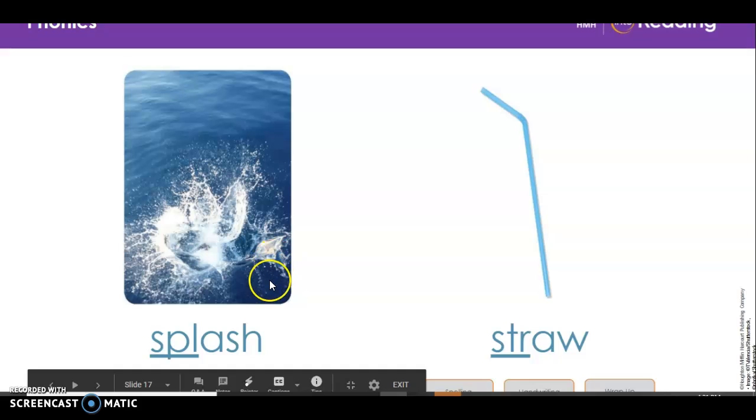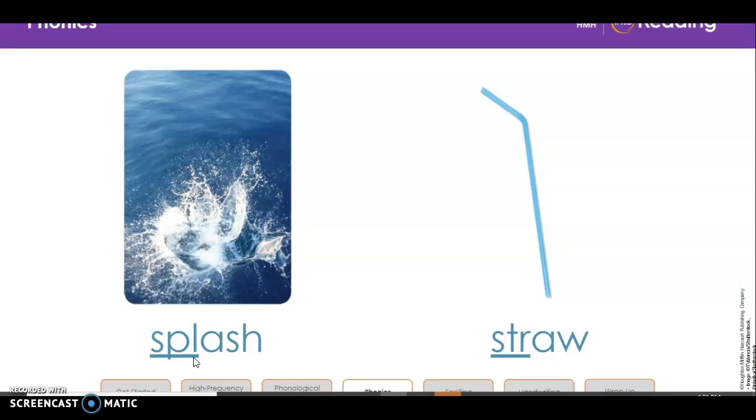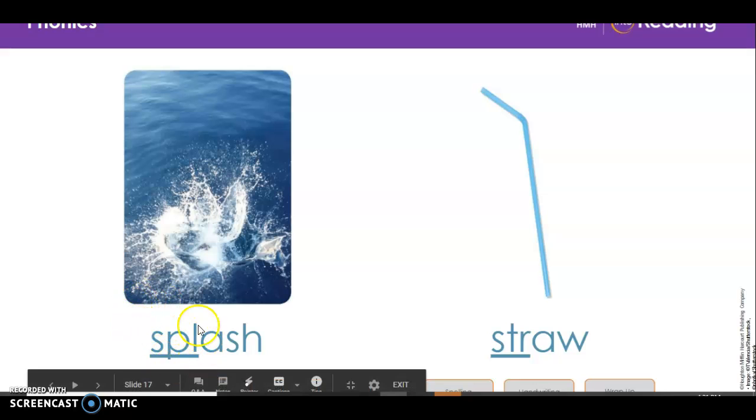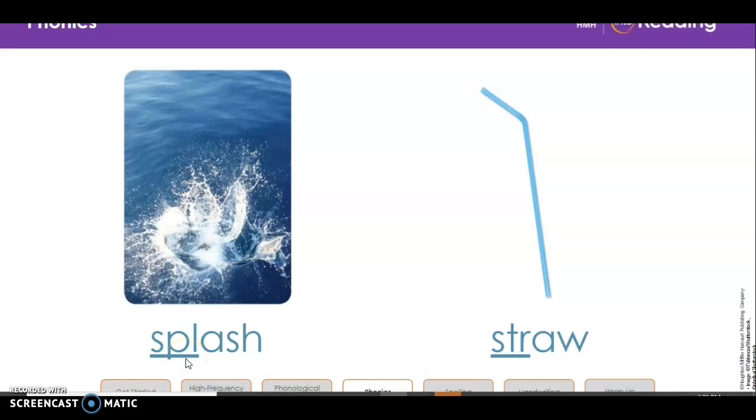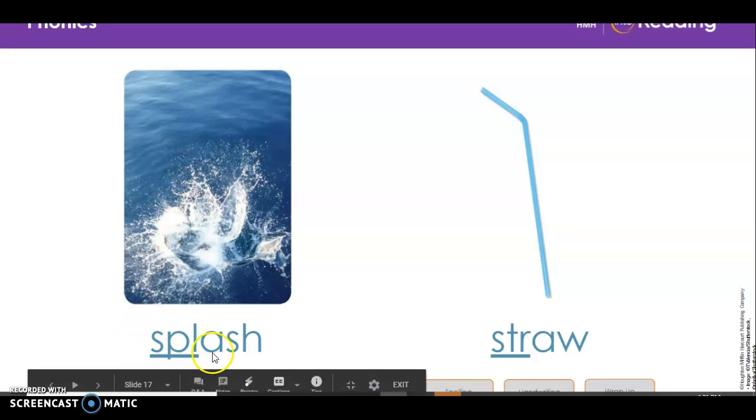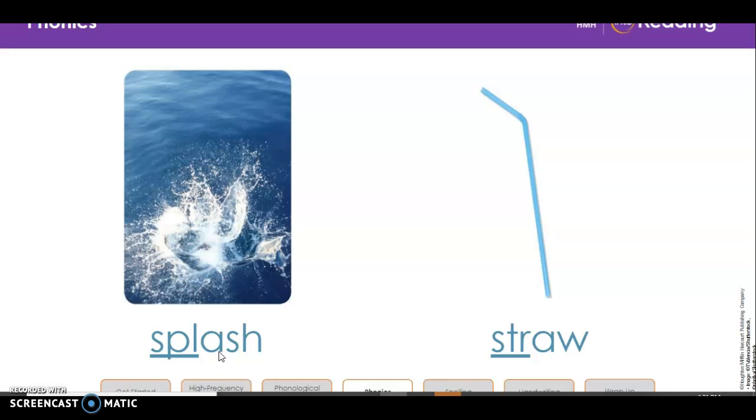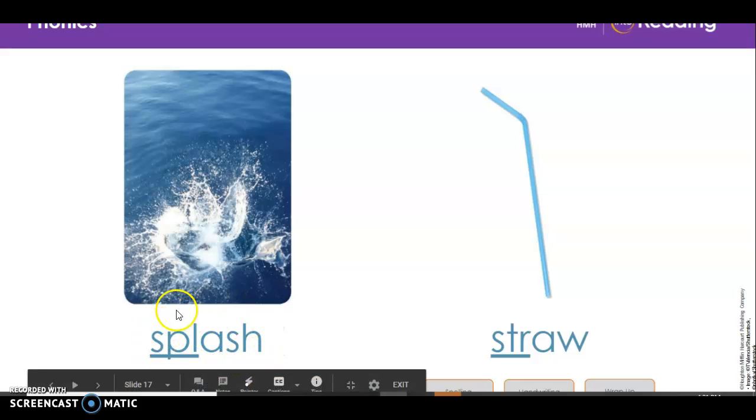The picture on the left is splash. Look at the word underneath the picture. This is the word splash. Sometimes there are three consonants at the beginning of a word. This blend is formed with three sounds said together very quickly. Listen. Splash, spl. Say the picture name and S blend with me. Splash, spl. Very good.